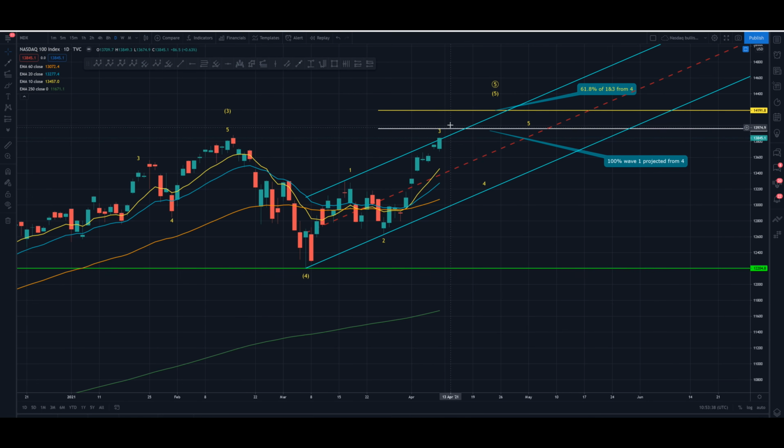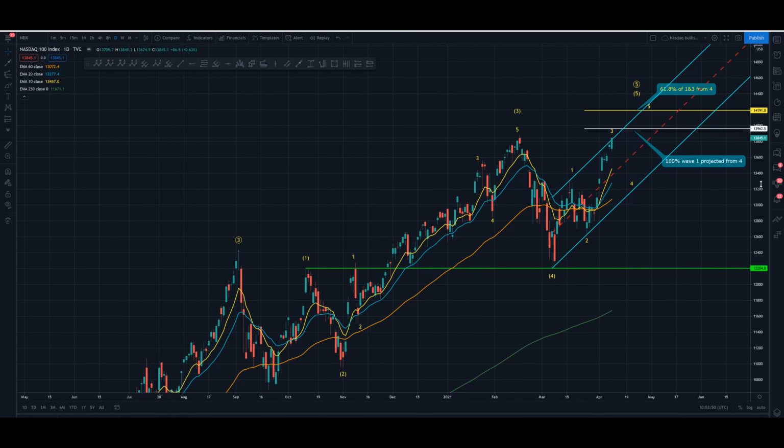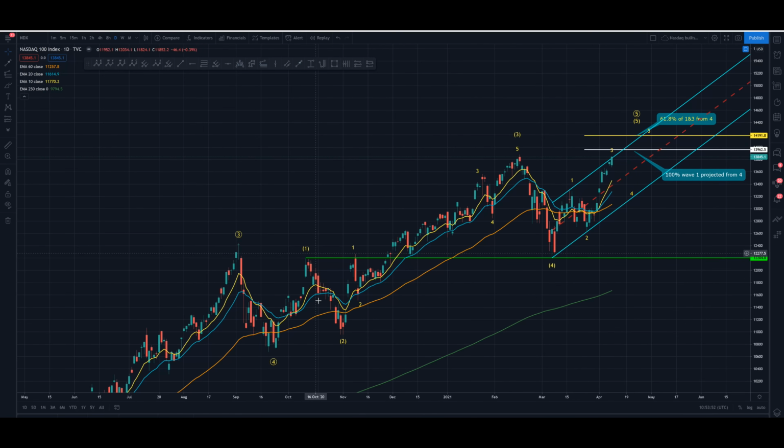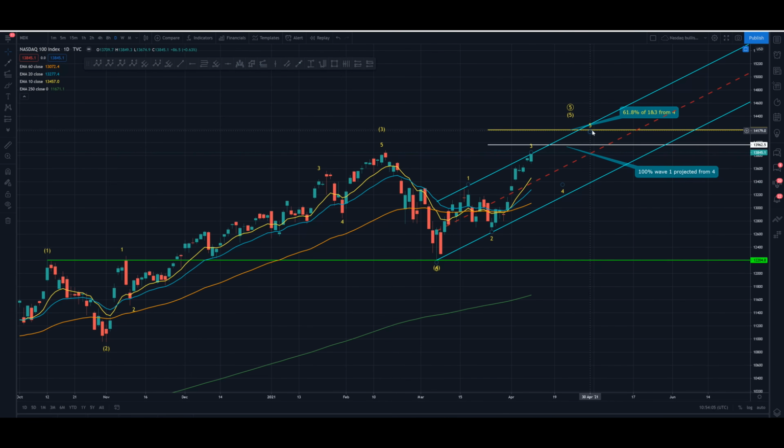But you could easily come up beyond the high, then turn around into a 4, then come looking for a 5th. The next fib target is 61.8% of 1 and 3 from 4. So this is the whole length of all of wave 1 and all of wave 3 projected together as one measurement from the wave 4 to find 61.8% of 1 and 3 from 4. This is the second typical finishing area for a wave 5.